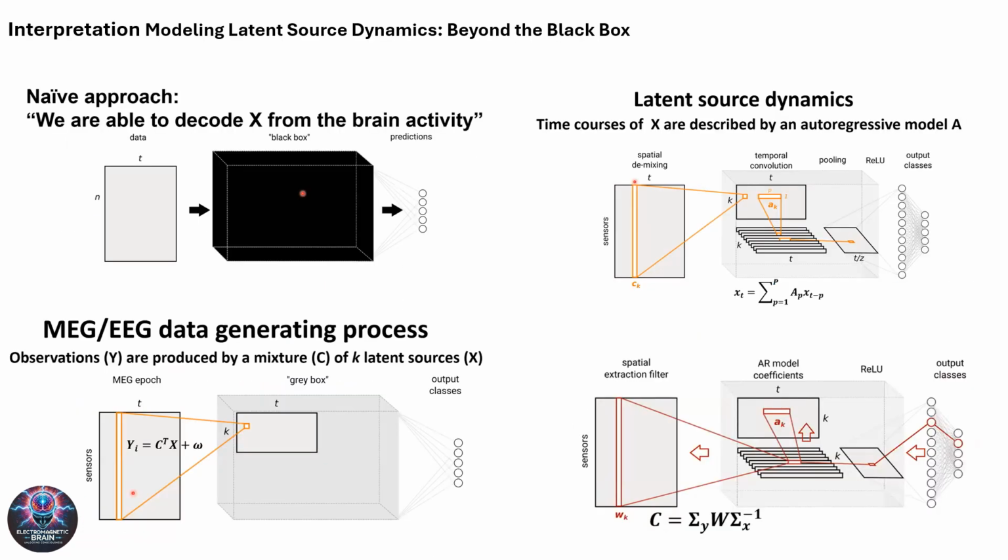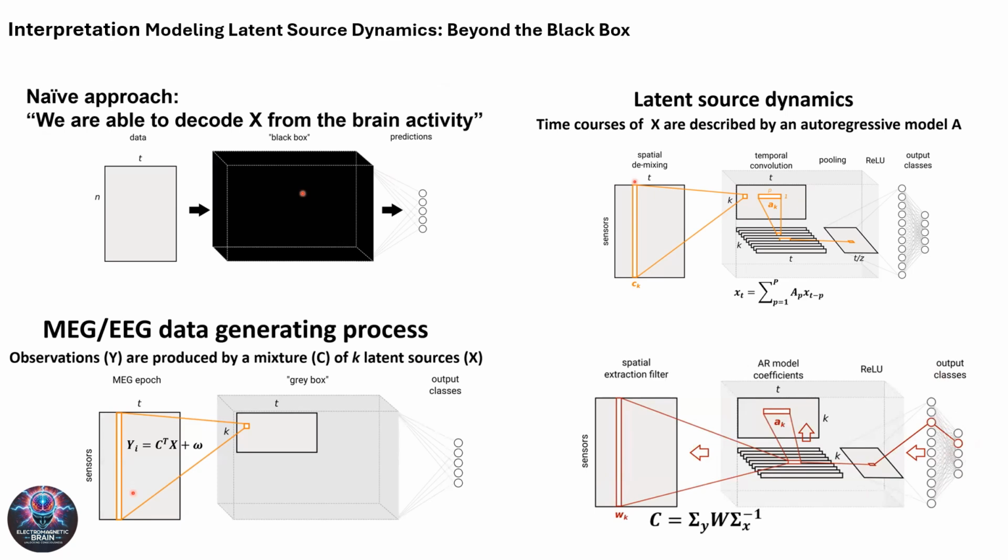Interpreting neural activity in the context of EEG/MEG inverse problems requires going beyond black box approaches. Instead of simply decoding outputs from brain activity as a naive black box, advanced frameworks aim to model the latent source dynamics. Traditional approaches to neuroimaging often treat the reconstruction process as a black box, focusing solely on outputs without interpreting the underlying mechanisms. Modern frameworks, however, aim to uncover the latent source dynamics that drive these signals.